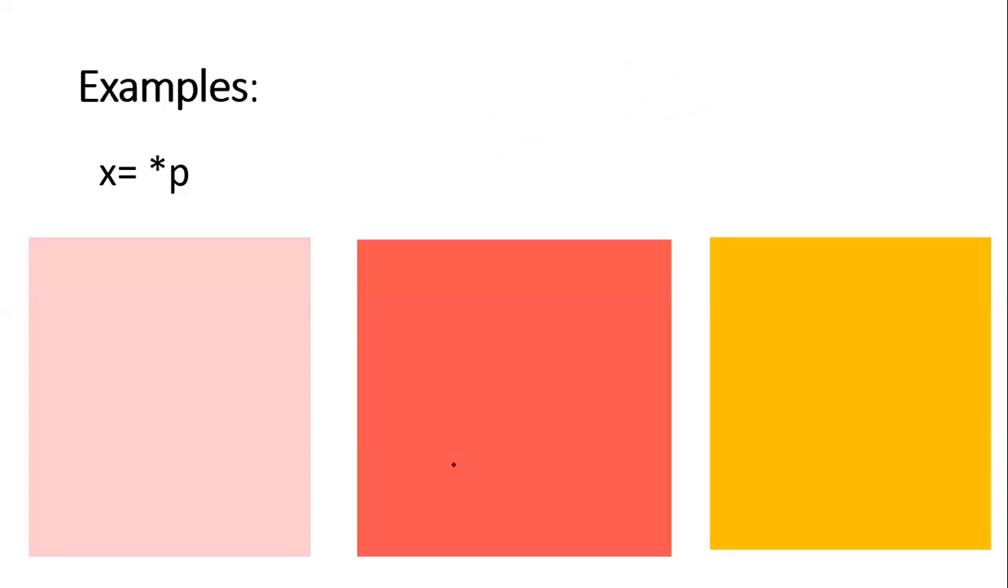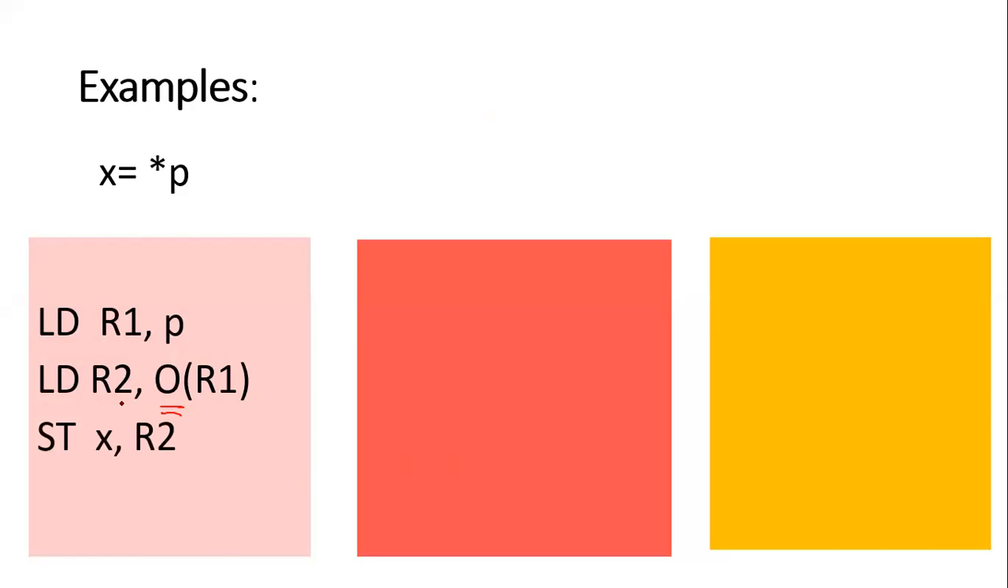First one, X is equal to star P. Okay, if a pointer comes, how to represent it? See, first you have to load R1 with P, and you have to give this notation which indicates you are representing a pointer. Okay, and see this, you are making a pointer of R1 that you are transferring to R2. Now the value of R2 you have to save to X. That's all. Value of R2 you are saving to X.